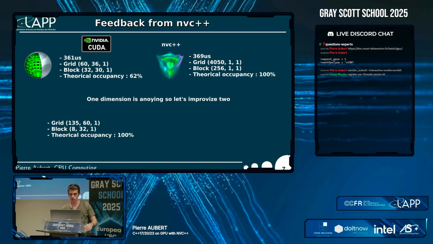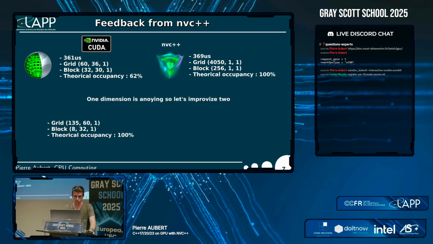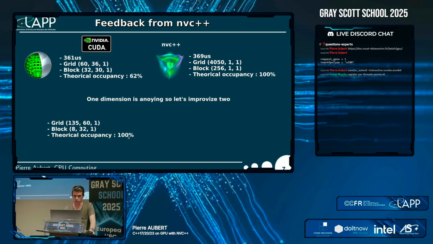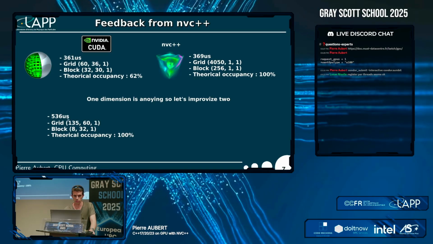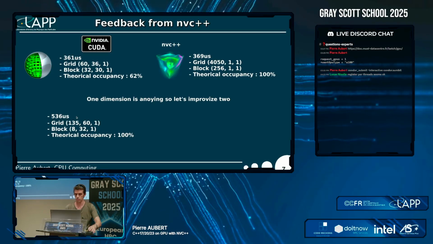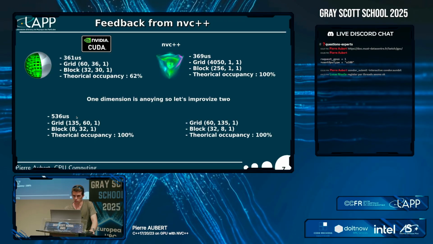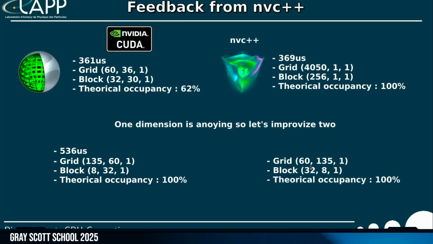So maybe we'll pass quickly onto it because, of course, you notice that it's not the right order here. If I do this one, I get the theoretical occupancy of 100%, but it's 536 microseconds for the 3 steps. And if I do the other one, so 60, 32, so I transpose the axes here, I still have the same occupancy in Nsight, but with this transpose, I get 284 microseconds. Way better than NVC++.